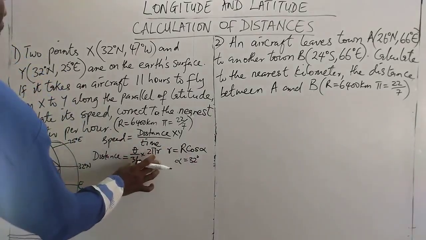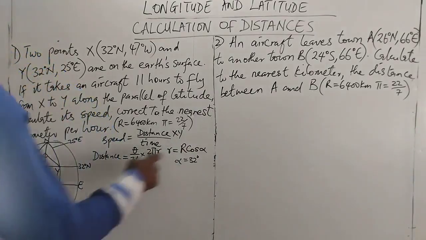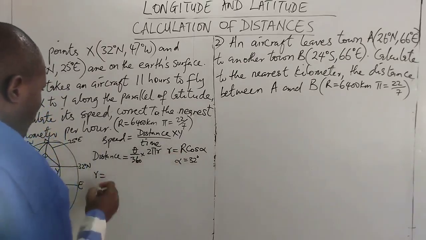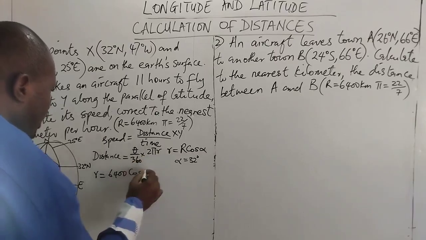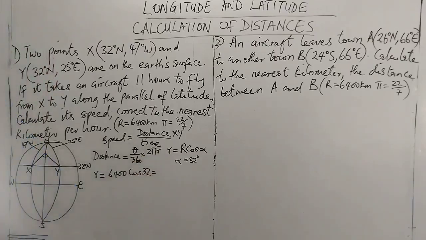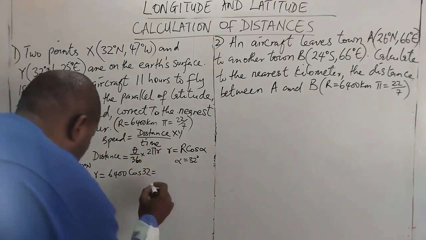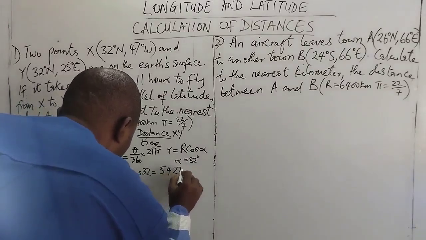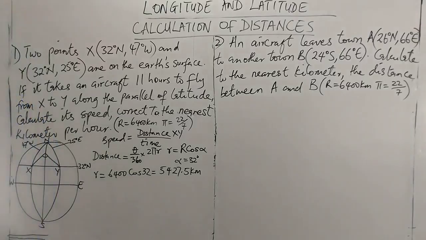Now, we need to do this calculation. First of all, let's find our r. Using this formula, r equals big R cos 32, which is 6400 cos 32. If you use your calculator to work it out, it will give you 5427.5 kilometers.